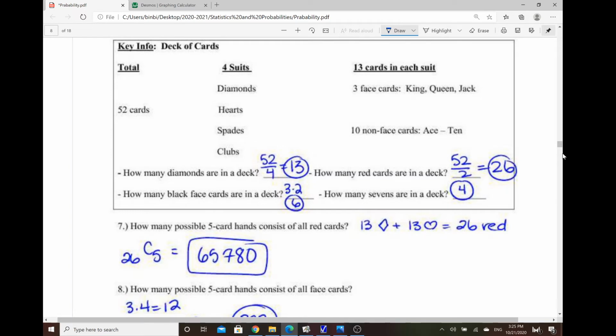And how many black face cards are there in the deck? So 3 times 2, that would be 6 black face cards. That would be the jack, the queen, and also the king. So 3 times 2 is 6. And then how many 7s are there in the deck? So 4.